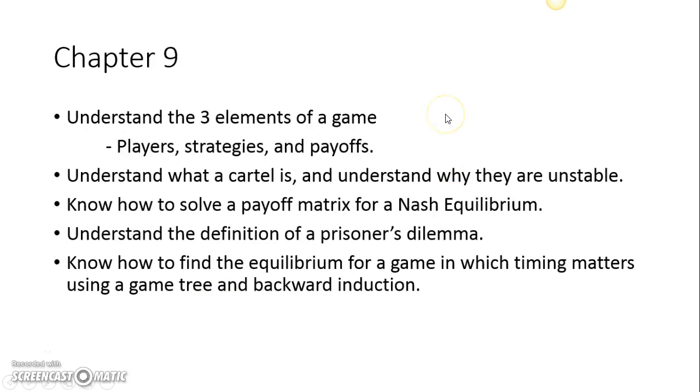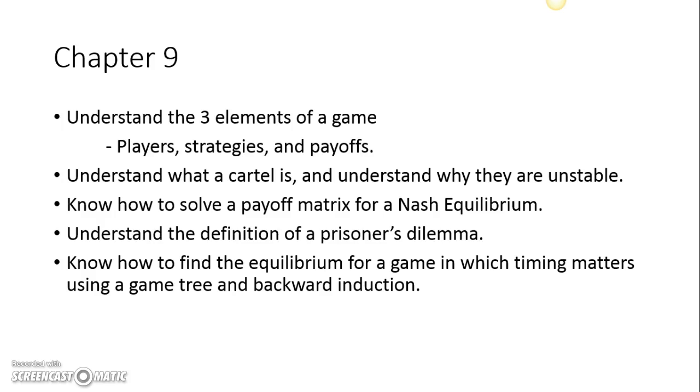Chapter 9 is all about game theory, so you need to understand the 3 elements of a game. Those 3 elements are players, strategies, and payoffs. If you have players, those players have strategies, and each combination of strategies has some resulting payoff, then you've got what's known as a game. You want to understand what a cartel is and understand why they're unstable. Know how to put players, strategies, and payoffs into a payoff matrix and solve that matrix for a Nash equilibrium.